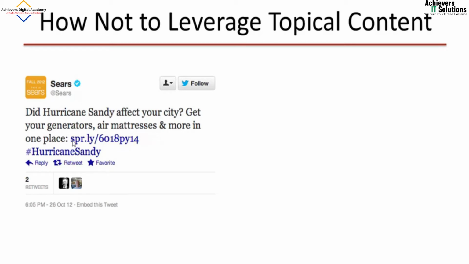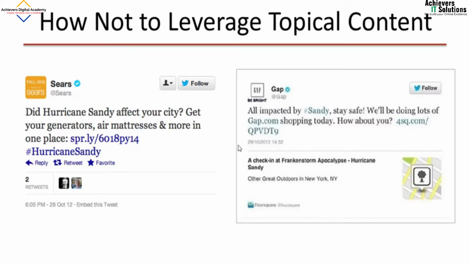So this was, of course, still relevant to the hurricane because they were offering things that were required for people in distress: generators, air mattresses. But nevertheless, it is not really in great taste. They could have worded this differently instead of putting it across like this. But this one, the next example that you see, is topical content marketing at its worst.